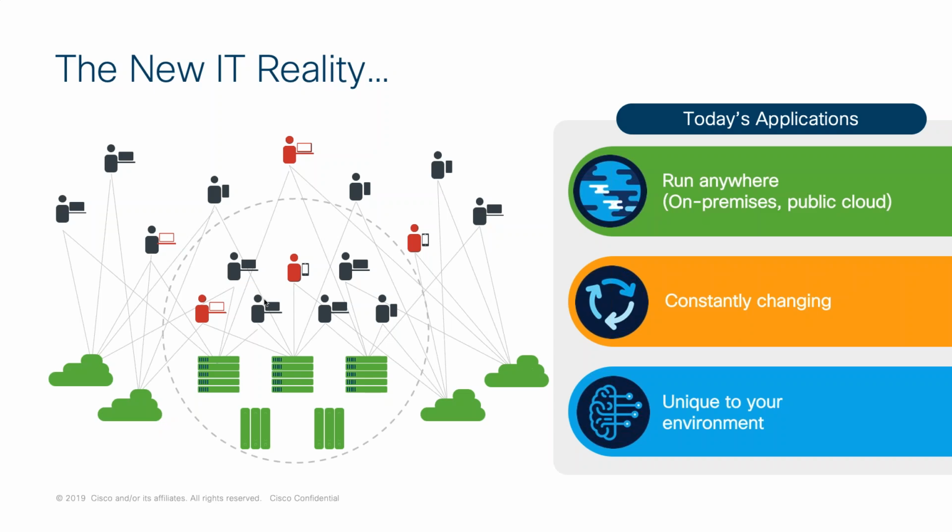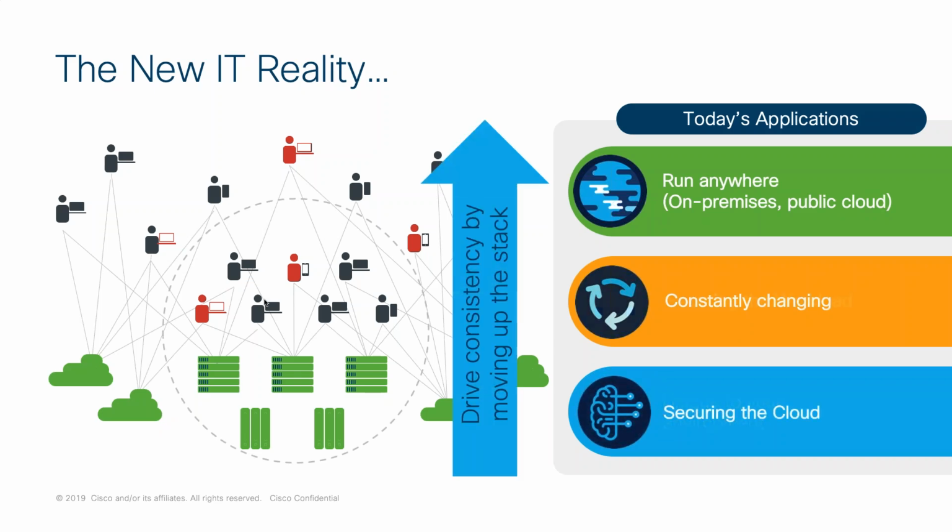And we need to figure out how can we optimize our time, reduce our time to detect, improve our proactive security posture on the application side. When our applications can run anywhere, they're constantly changing, and they're unique to every single customer environment. And we're doing that by leveling up this process, right?